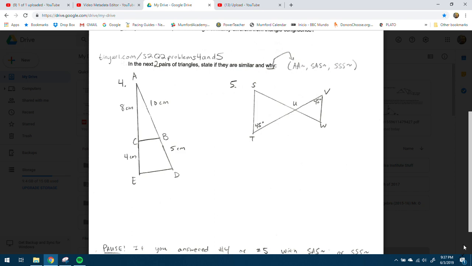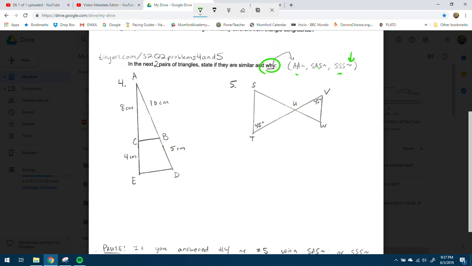Alright, so in the next two pairs of triangles, state if they are similar and why. So here's our options for why. It's either angle, angle, side, or side, side, side similarity. That's what that squiggly line means. We learned that, but it's been a while since we've seen it.